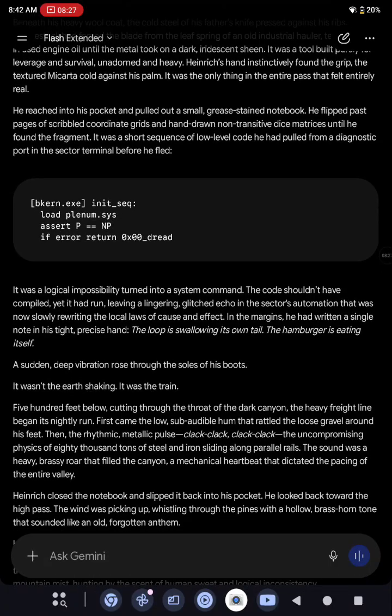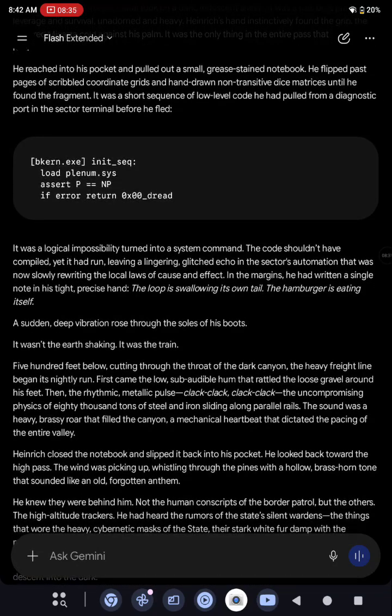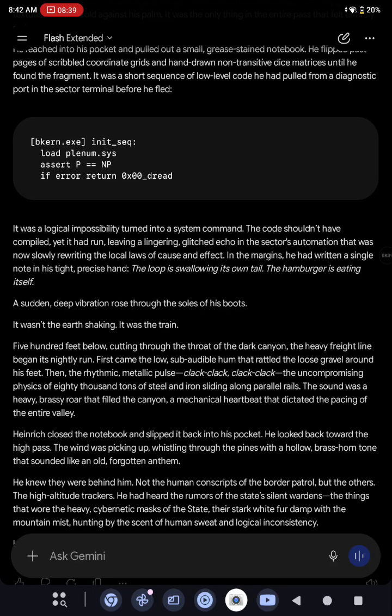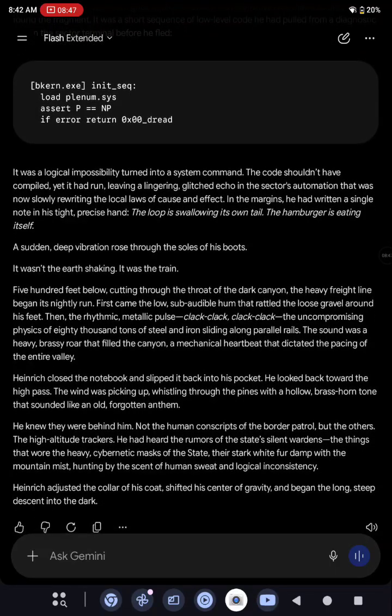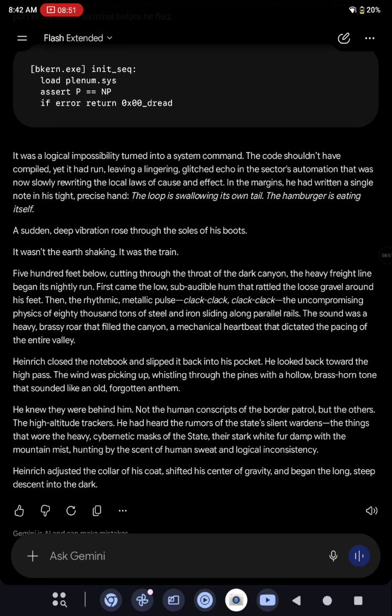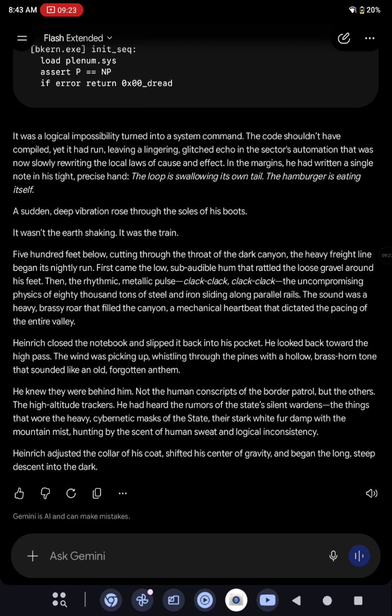He reached into his pocket and pulled out a small, grease-stained notebook. He flipped past pages of scribbled coordinate grids and hand-drawn, non-transitive dice matrices until he found the fragment. It was a short sequence of low-level code he had pulled from a diagnostic port in the sector terminal before he fled. In its sequence: load plenum.sys, assert P equals MP, if error return 0x00_dread. It was a logical impossibility turned into a system command. The code shouldn't have compiled, yet it had run, leaving a lingering, glitched echo in the sector's automation that was now slowly rewriting the local laws of cause and effect. In the margins, he had written a single note in his tight, precise hand. The loop is swallowing its own tail. The hamburger is eating itself.